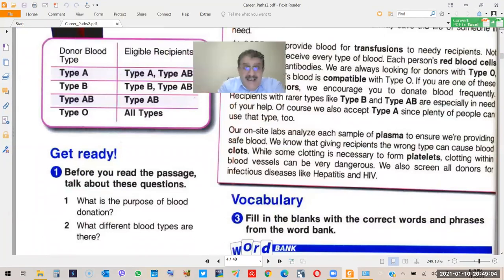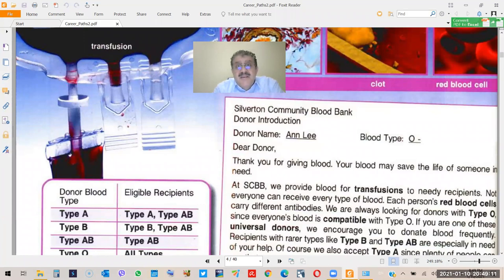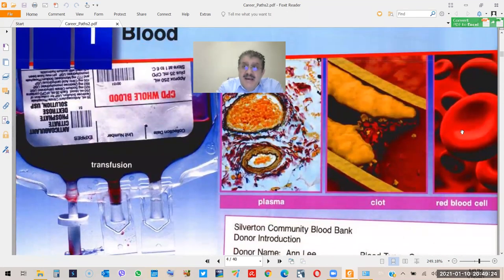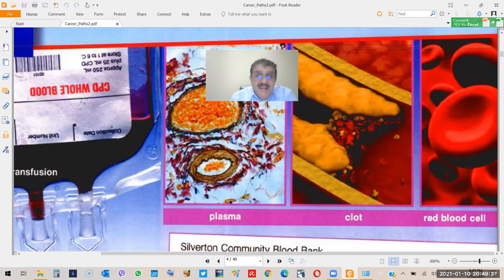Of course, this letter is from the Silverton Community Bank Blood Bank to Mr. Ann Lee, to tell him about the program of the bank and the way they are dealing with the types of blood. Of course, you can see here another photograph of a red blood cell, and this is the miracle of Allah subhanahu wa ta'ala to carry life to all parts of the body, to give oxygen and other nutrients. I think the most important is the oxygen, and to take out carbon dioxide from all parts of the body.